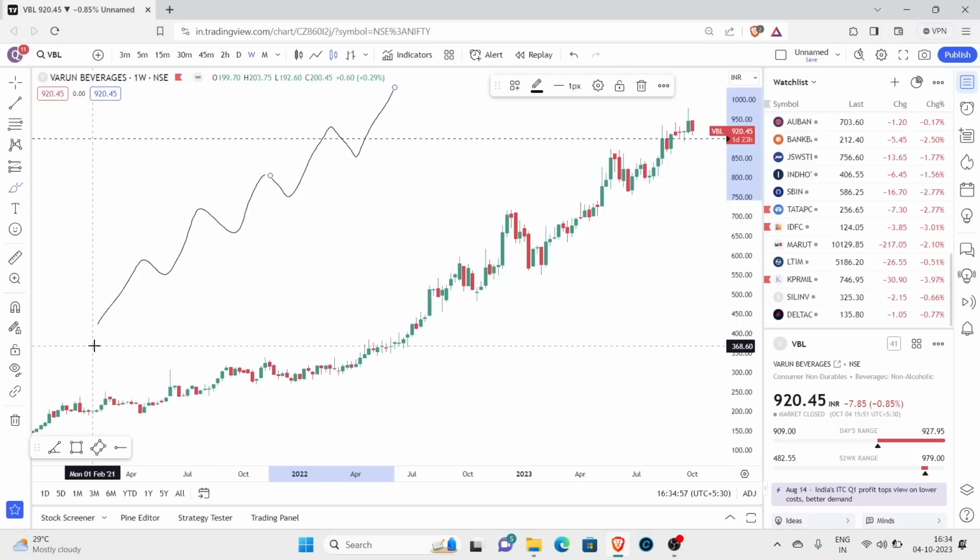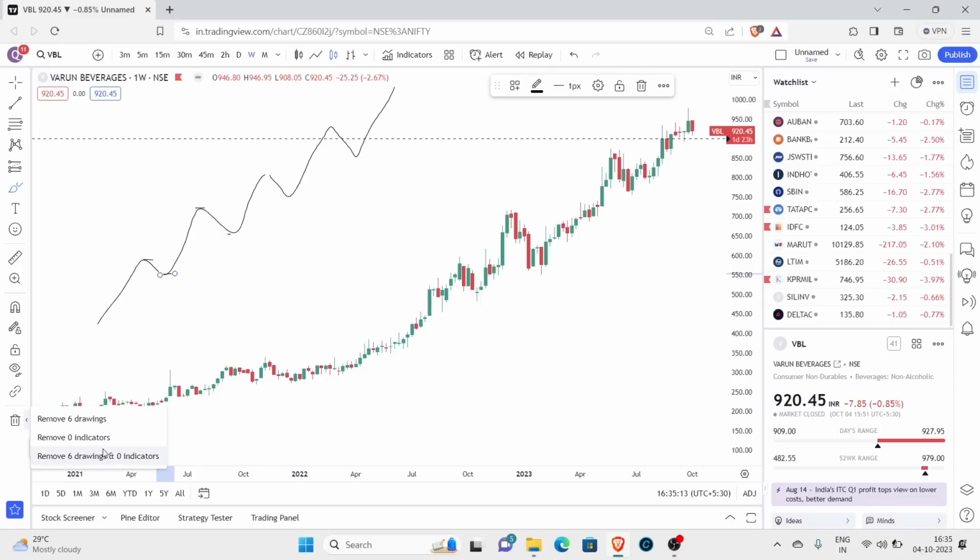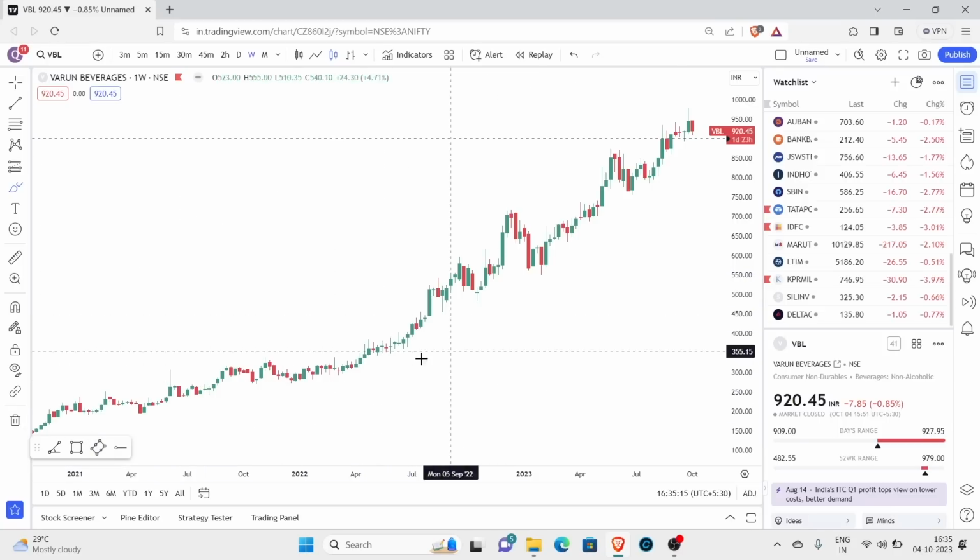So this is a pattern of higher highs and higher lows, and you can see that every single high is more than the other and every single low is higher than the previous low. So this is a clear pattern by which we will get to know that the stock is having momentum. And you can see with respect to Varun Beverages, we see a similar pattern. The stock has seen a fantastic rally on the upside.